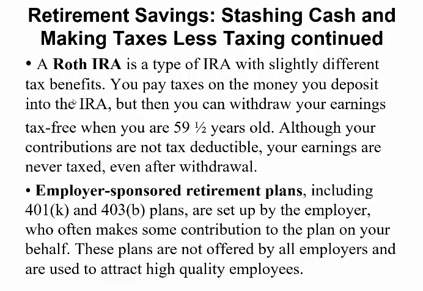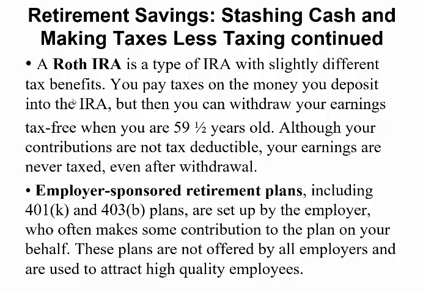A Roth IRA is a type of IRA with slightly different tax benefits. You pay taxes on the money when it's deposited into the IRA, but when you withdraw your earnings at 59 and a half years old, it's tax-free. Although your contributions are not tax deductible, the earnings you make are never taxed, even after withdrawal.